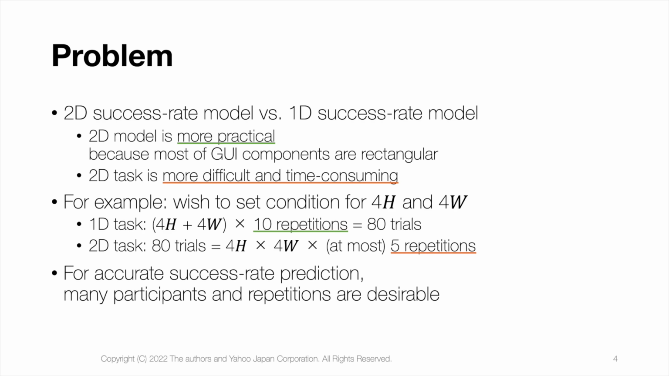For example, we wish to set the experimental condition for width and for height in the 1D task. We can set 10 repetitions. In the 2D task, if we can only use the same amount of time as the 1D task, we may set only at most 5 repetitions. However, for accurate success rate prediction, many participants and repetitions are desirable.